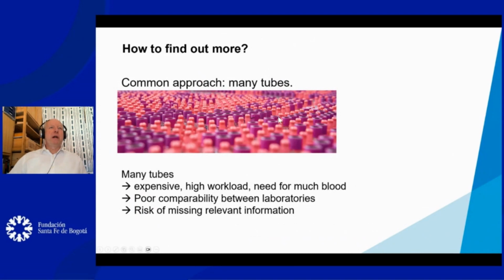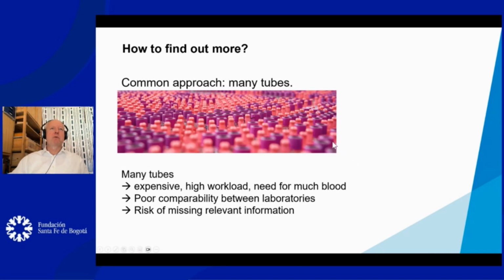How could we find out more? The most common approach is to use many tubes. With many tubes, we can add to the screening tube a B cell differentiation tube, T cell differentiation tube, maturation tube, activation tubes, and so on. But with these many tubes, we have a problem. It will become very expensive. We have a high workload in the laboratory. We need a lot of blood, a problem in children. We have a poor comparability between the laboratories.